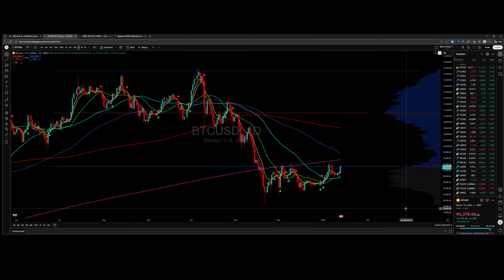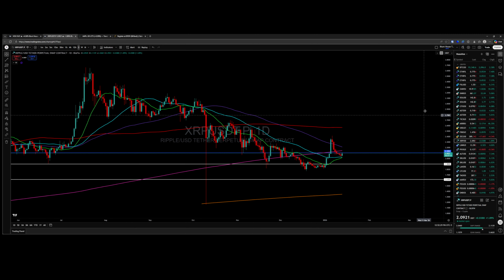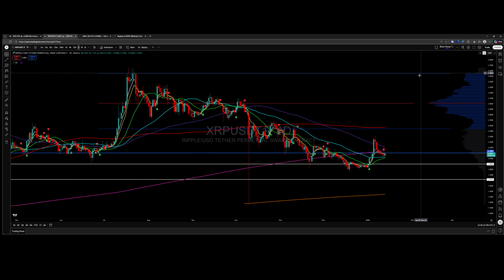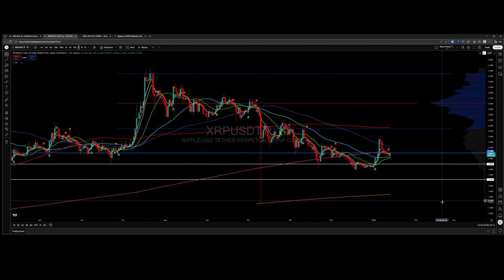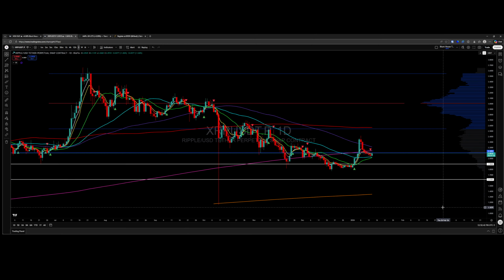And all you have to do is have the tools in your toolbox to monetize what you see on the chart, because you understand what you see on the chart. Taking off the volume profile, we lose context really quick, because we don't see where price has been and has not been. This is XRP, and this is the daily.